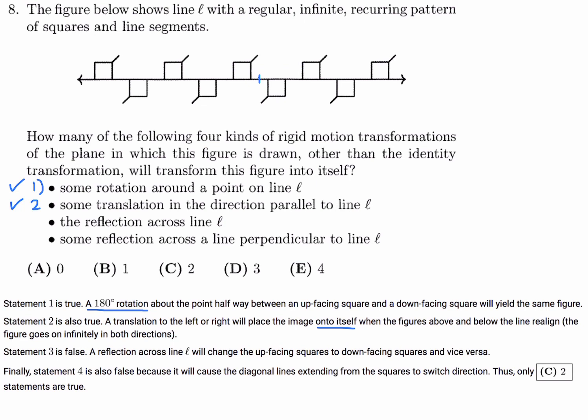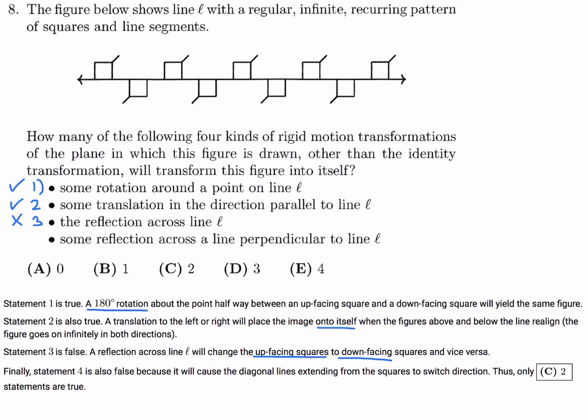Statement 3, the reflection across line L. So what they're saying is that you're treating the line as a mirror. Well, when that happens, this comes up here, and this comes up there. And that, although it may seem similar, it's actually not, because the up-facing squares become down-facing squares and vice versa. So it's not identical. Okay, so that means that one is wrong.